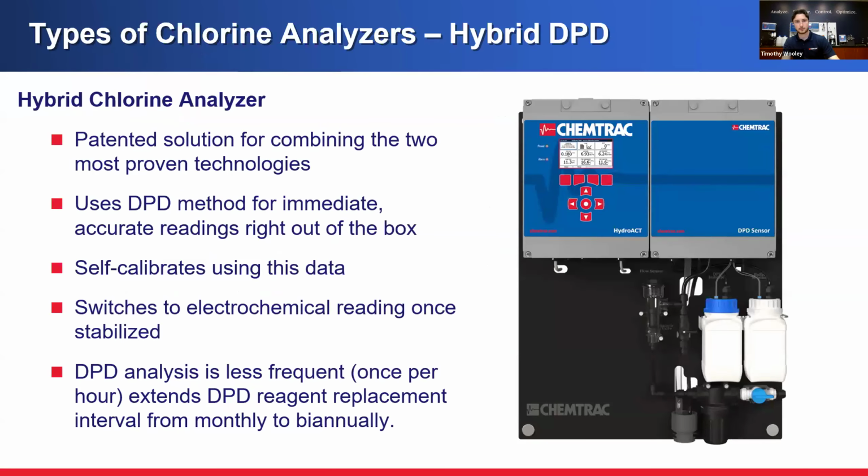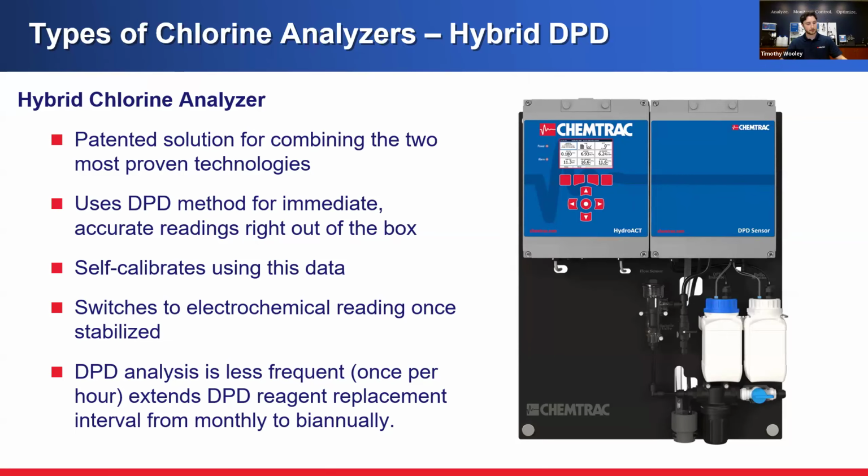So now I'm going to spend a moment and talk about the hybrid DPD analyzer. This is a newer technology. It's been out for about 1.5 years now from Chemtrac. And this has the advantage of combining the best of both worlds of these technologies. It uses the DPD colorimetric method to get immediate accurate readings right out of the box. It can self-calibrate using that DPD data, so there is no need to calibrate it against a benchtop DPD unit.